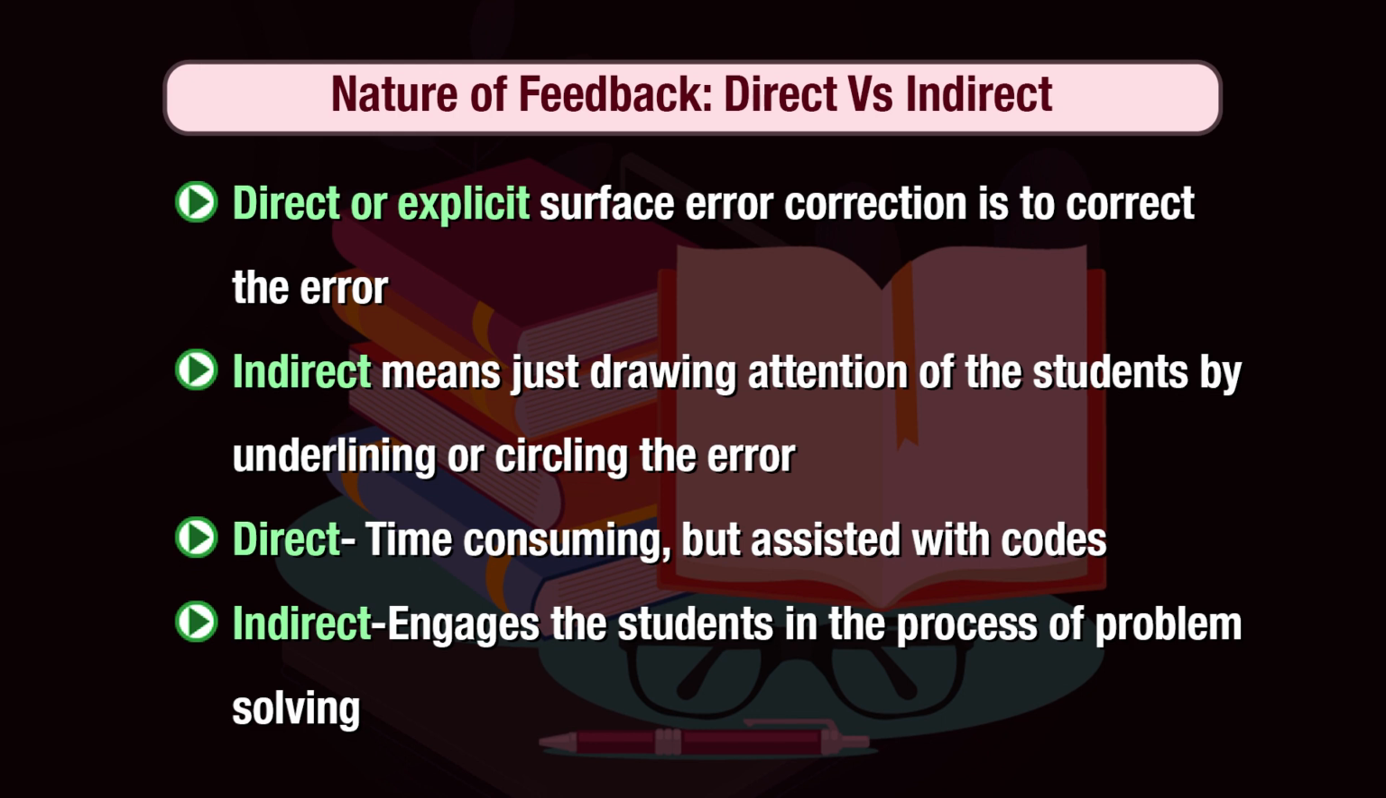The common understanding of being direct or explicit surface error correction is to correct the error for the student, and indirect means just drawing the attention of the students by underlining or circling the error. The first one may be considered as more time consuming and practically impossible. However, having developed abbreviations and codes for direct feedback, for example S-V, which equals subject verb agreement, V equals verb form, the teacher can help the students and save time.